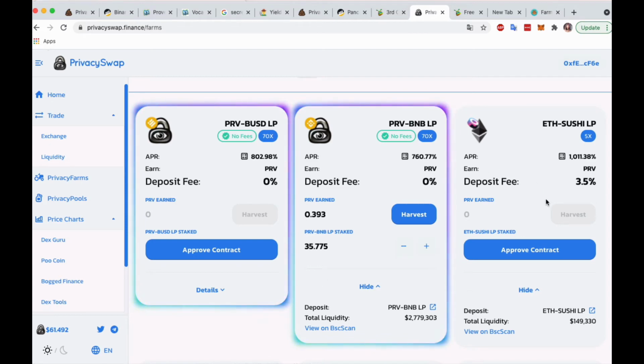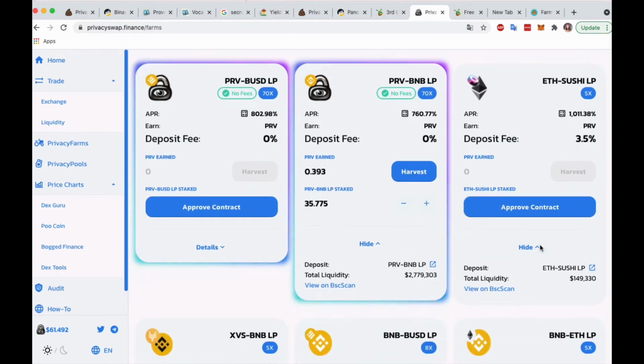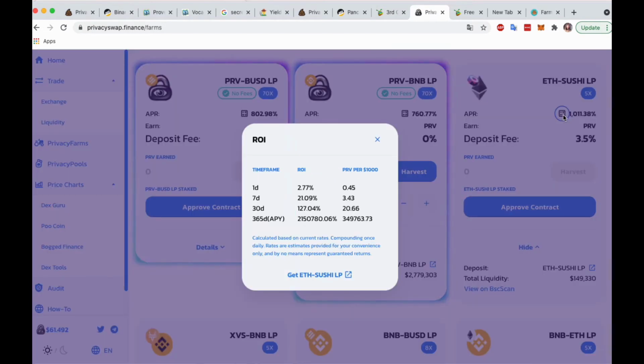Now, if we go to these other ones that are the non-native farms, yes, they have a higher percentage. But by clicking on this, we can see, okay, on the first day it is 2.77%, which means that I need to do farming for more than 24 hours in order to break even, and only from the second day I start making profit. All right, this is one of the things to think about, but it's not a huge issue.